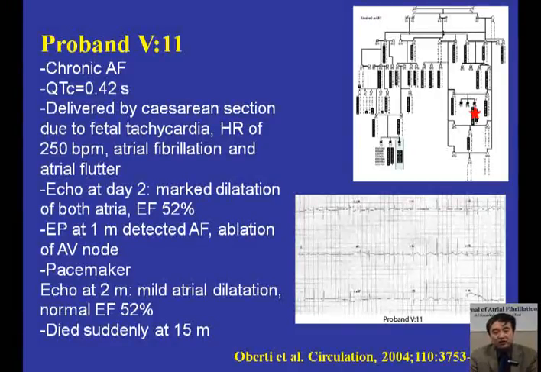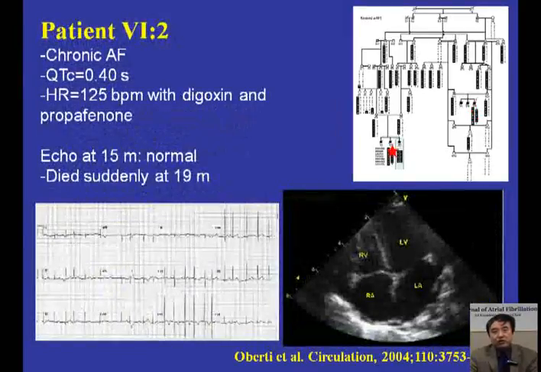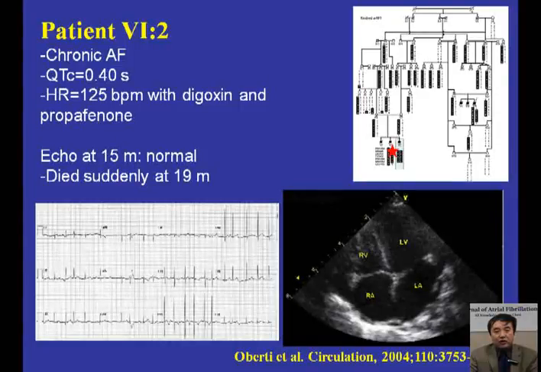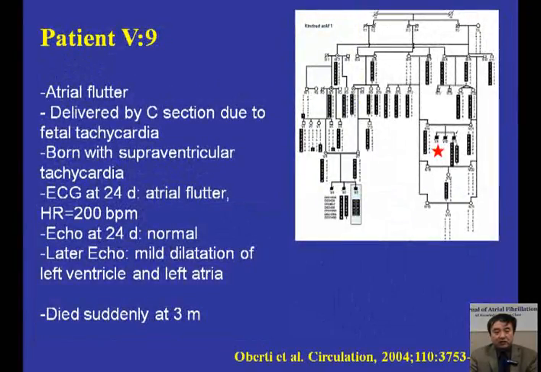Another interesting patient in the family. This patient had chronic AF and a QTc of 0.4 seconds. The heart rate was normal with medication. Echo at 15 months was completely normal. However, the patient died suddenly at the age of 19 months. There are several other interesting patients in the family.